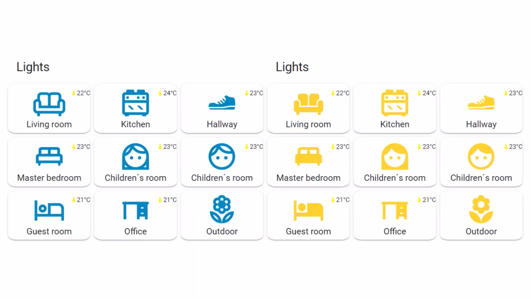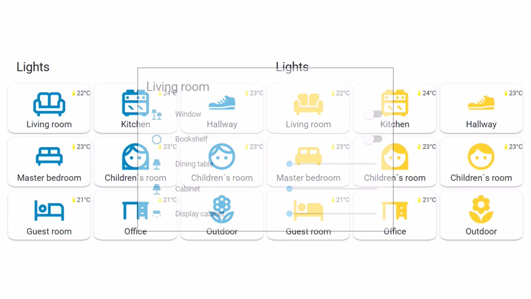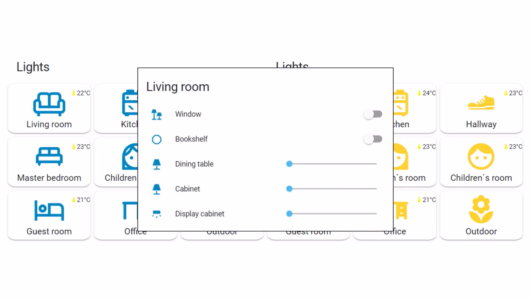I also use the custom button card to control all the lights in my house. So when pressing the button, all lights are turned on in each individual room. And if I do a long press, I get the more info pop-up, which I've configured so I can control all lights individually in that room using the browser mod integration. Let me know in the comment section if you want me to do a video on how to use the browser mod integration.